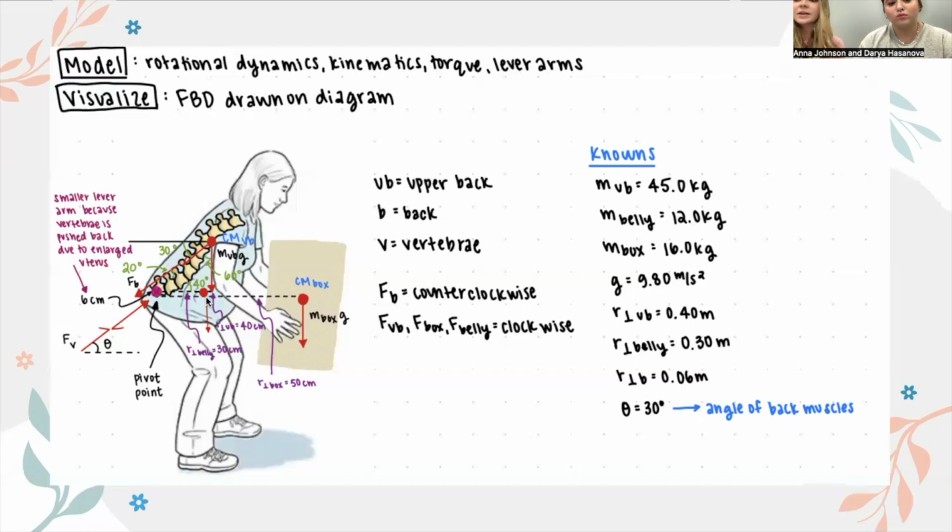The 40 degrees indicated here is the angle between the line connecting the pivot point to the center of gravity of the upper body and the horizontal. This angle helps us calculate the torque created by the weight of the upper body. And then lastly, the 20 degrees indicated here is the angle of the vertebrae force direction relative to the horizontal. I also want to indicate here the 6 centimeters. This is a smaller lever arm because the vertebrae is pushed back due to the enlarged uterus, which indicates the large curvature of the spine, as Daria mentioned earlier.